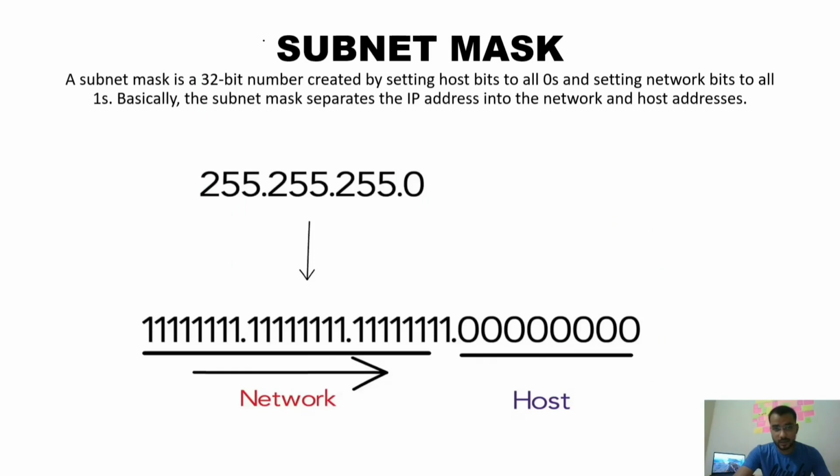Now let's see what a subnet mask is. A subnet mask is a 32-bit number created by setting host bits to all zeros and setting network bits to all ones. Basically, the subnet mask separates the IP address into network and host address. As you can see, this is the network portion and this is the host portion. And 255 in binary is written as 11111111, basically eight ones.